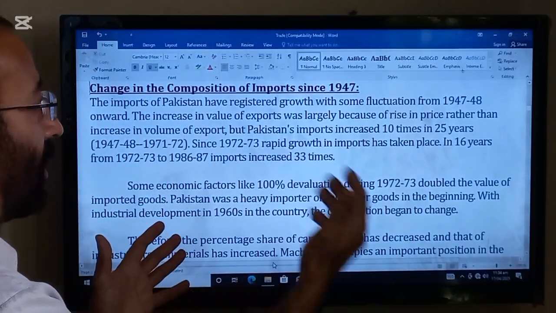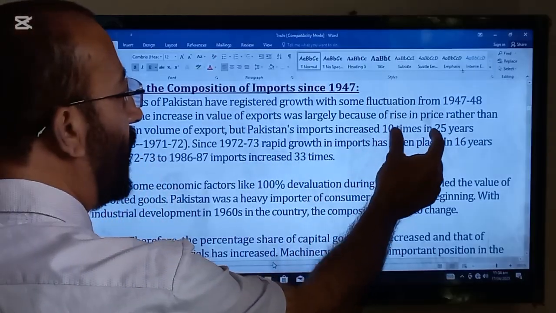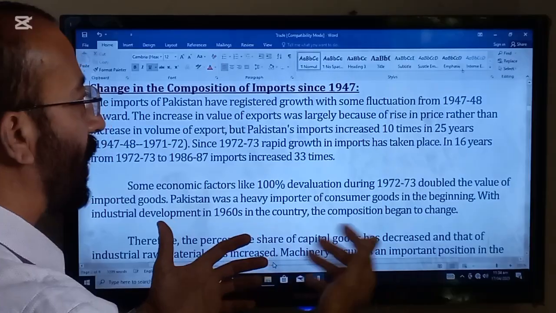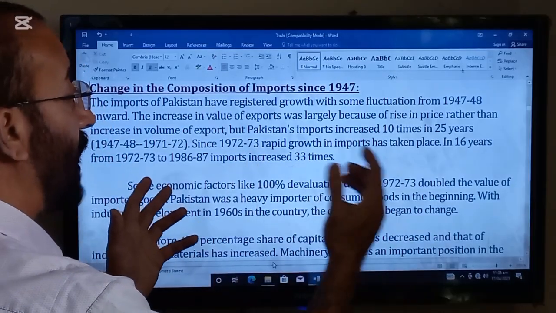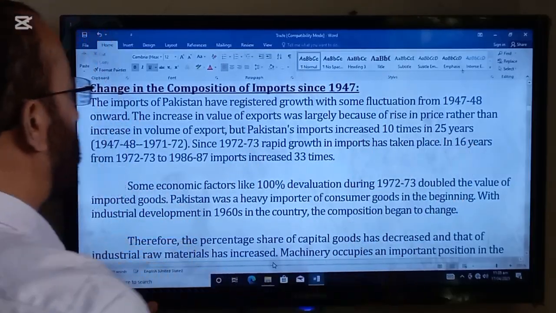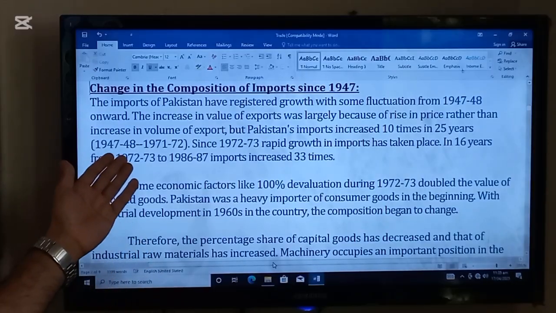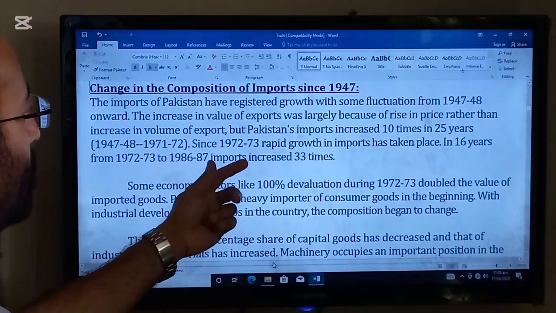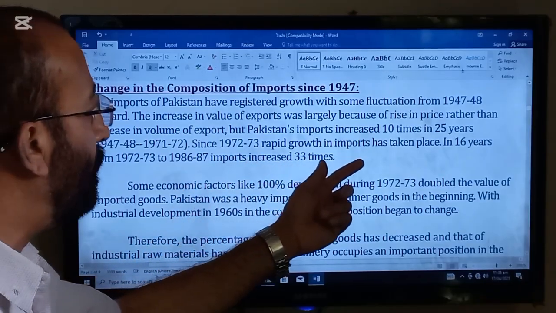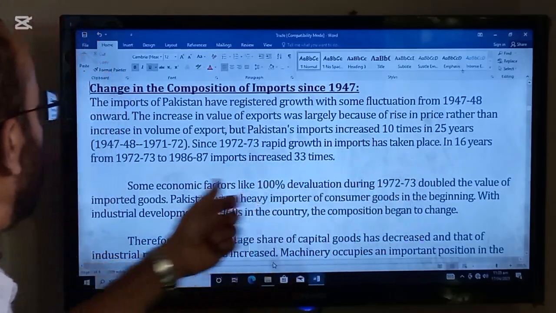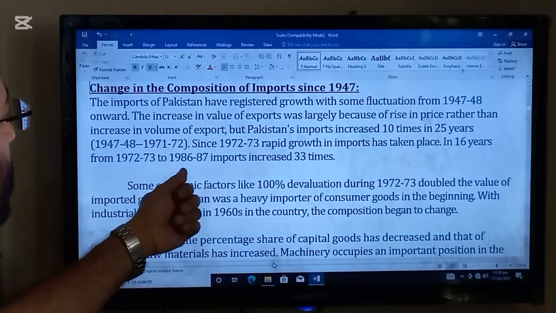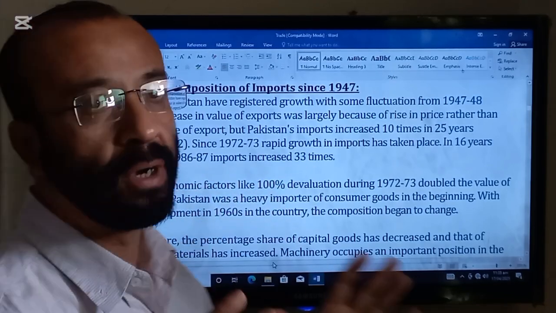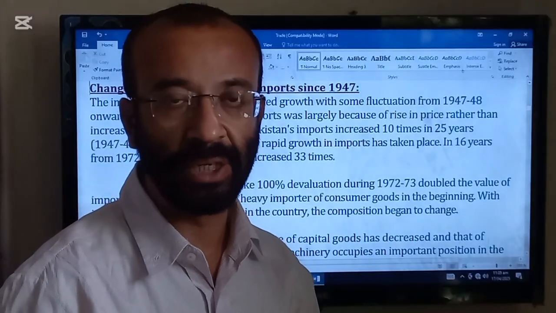Our exports are not increasing, but the rise in the price is actually responsible for getting more revenue. But our imports have increased 10 times in the last 25 years, that is from 1947-48 to 1971-72. Since 1972-73, rapid growth in imports has taken place. In 16 years, from 72-73 to 86-87, imports increased 33 times, because that was the period of industrialization in Pakistan.